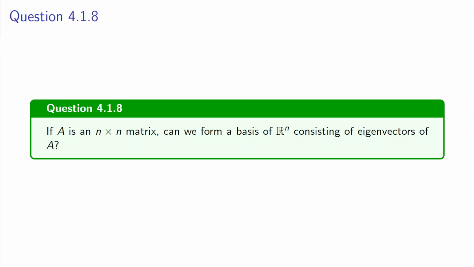In particular, in the case of the repeated eigenvalues, we did not always have the same general behavior of the eigenvectors. In this video, we're going to take all of that and look at this question: if A is an n by n matrix, can we form a basis of Rn consisting of eigenvectors of A?